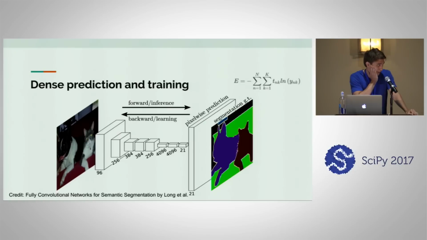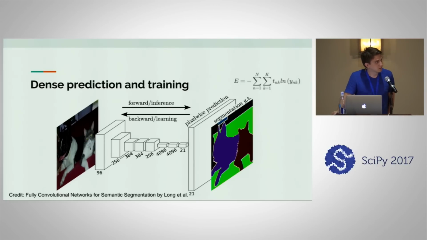Just to give a better idea of what's happening inside, we get an image on the left. We run it through the network. Then it gets downsampled. Then we upsample once again and get pixelwise predictions. In order to show the network how accurate its prediction is, we plug in a cross-entropy loss at the end and sum all the values.